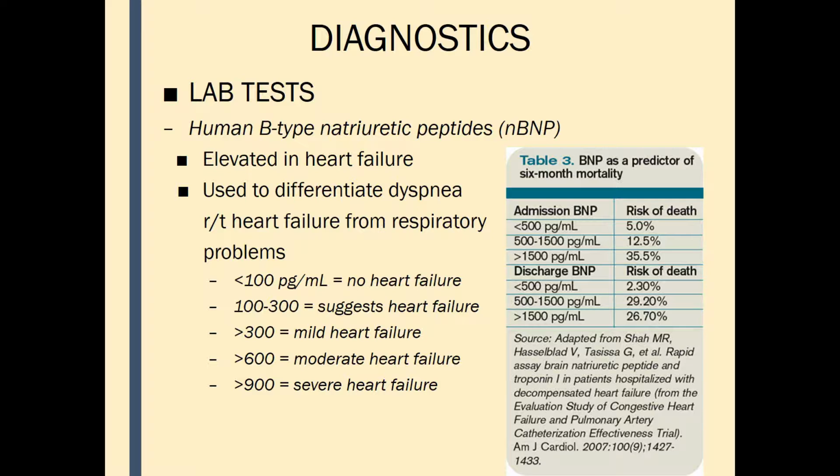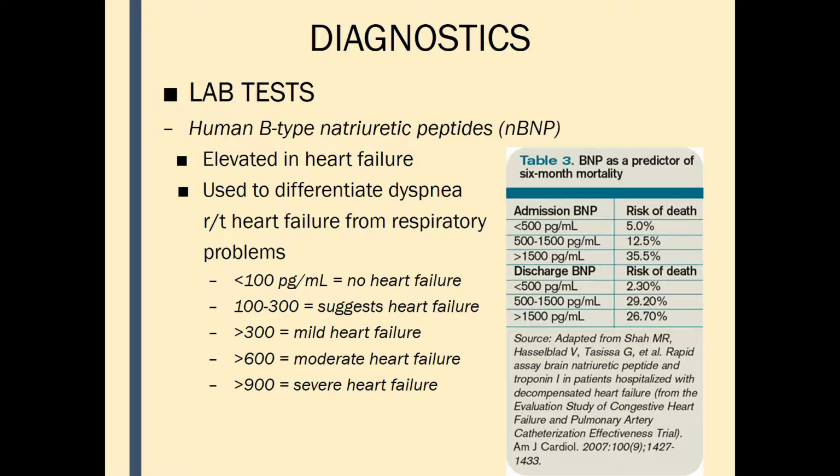So atrial natriuretic peptide and brain natriuretic peptide, BNP, are hormones released by the heart muscle in response to changes in blood volume. So blood levels of these hormones increase in heart failure. BNP levels in particular have been shown to positively correlate with pressures in the left ventricle and the pulmonary vascular system. As the severity of left ventricular failure increases, BNP levels increase as well.